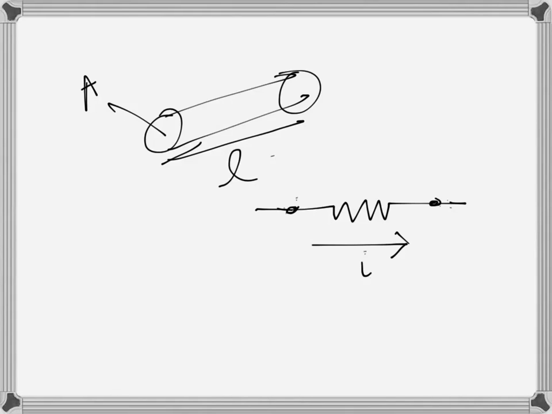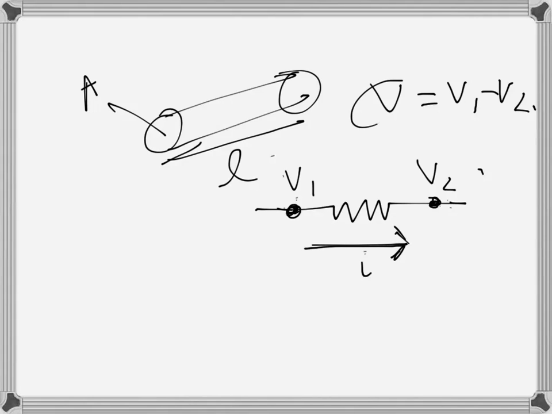And the current I through any resistance is proportional to the voltage difference between its two terminals. So if the voltage at this point is V1 and at this point is V2, the voltage difference V is V1 minus V2. The current that flows through the resistance is proportional to this V.